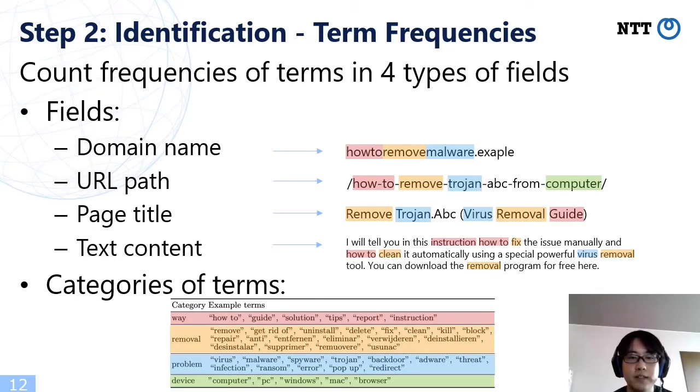Our system uses frequencies of terms to capture the linguistic characteristics of fraud sites. As I mentioned earlier, fraud sites use terms meaning the removal of cyber threats in the domain names, URL path, titles, and the text content of their web pages. Our key insight is that fraud sites must include a phrase composed of 4 categories of terms, as you can see in the table below: way, removal, problem, and device. We use the number of occurrences of each term category in the 4 fields to create the feature vector.